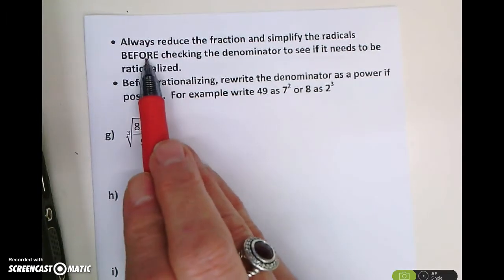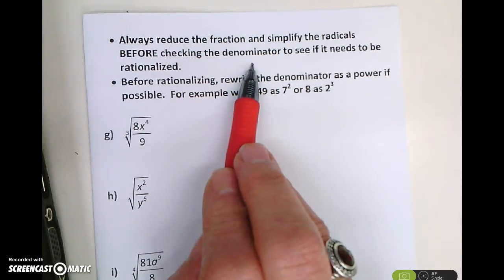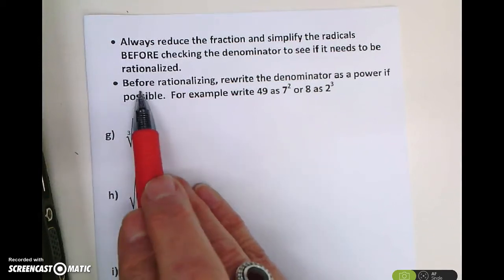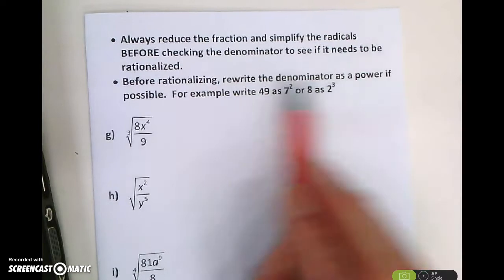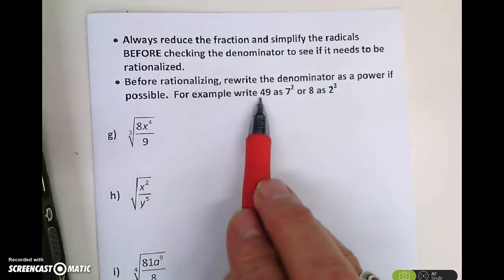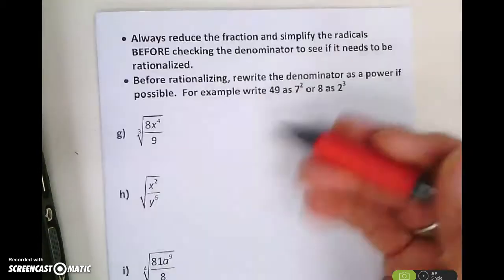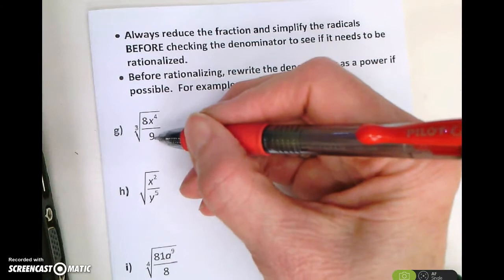before you check the denominator to see if there's a radical in it and if it needs to be rationalized. So before rationalizing, rewrite the denominator as a power if possible. For example, write 49 as 7 squared or 8 as 2 to the third. All right, so here we have the cube root of 8x to the fourth over 9.